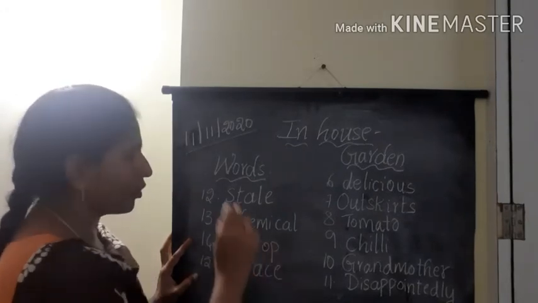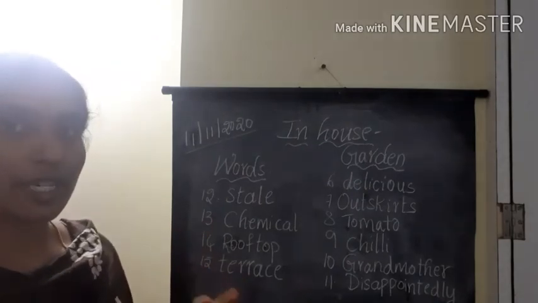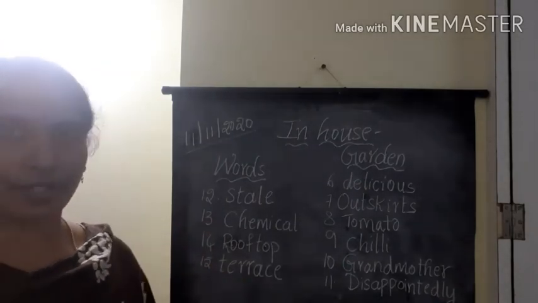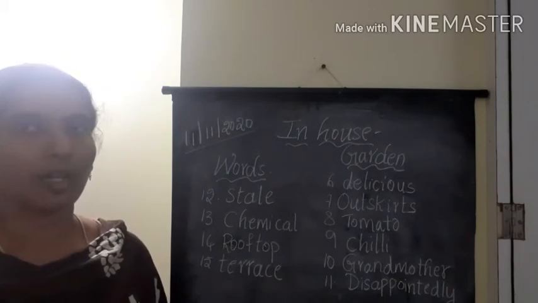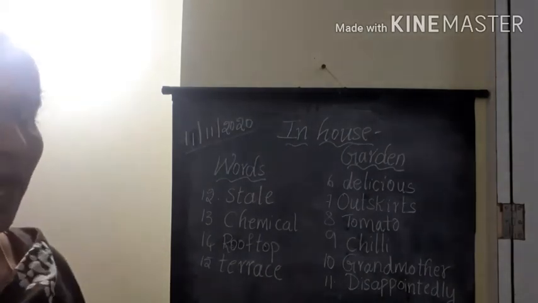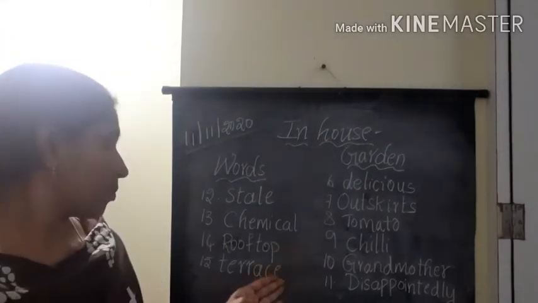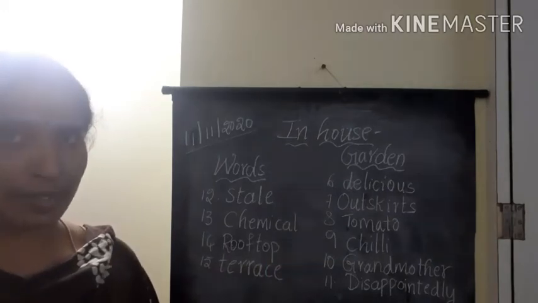Terrace means rooftop above the house. Then she was making all types of vegetables. Understand? Lady's fingers, bitter gourds, carrots, everything. She was growing all the plants.